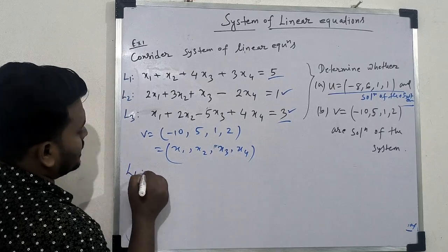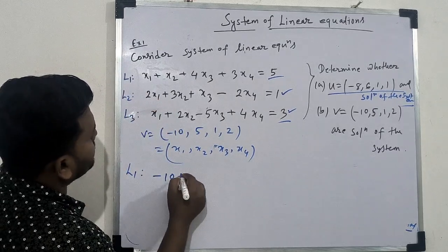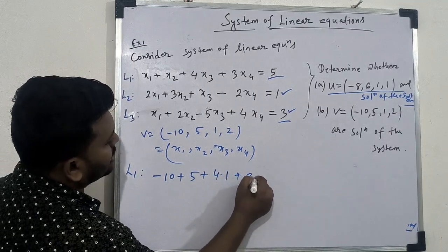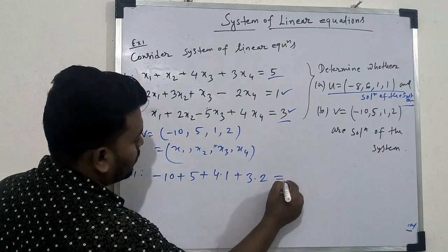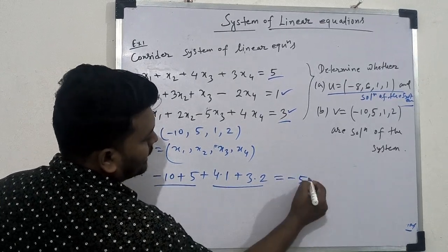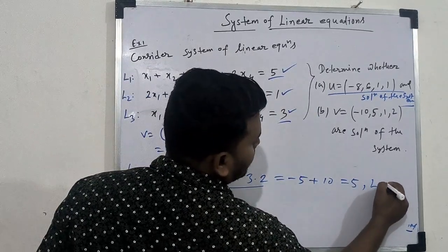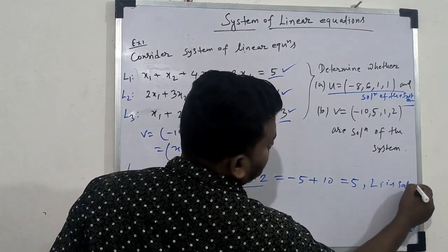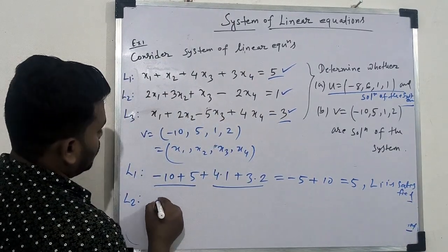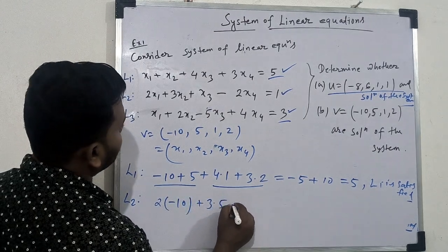So for the first equation L1, x1 equal to minus 10 plus x2, that is 5, plus 4 into x3, that is 1, plus 3 into x4, that is 2. So from this minus 5 and 6, 4, 10 plus 10. So this is plus 5. So the first equation L1 is satisfied.